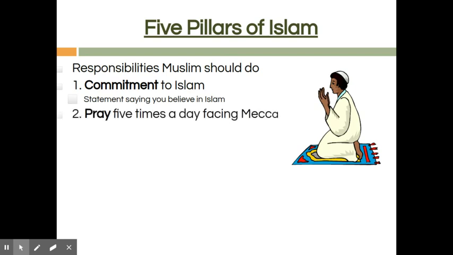Pillar number 2, and again, this is not an order of importance. This is just a listing, so just keep that in mind. Praying 5 times a day facing Mecca. All right, that's a very important thing there.